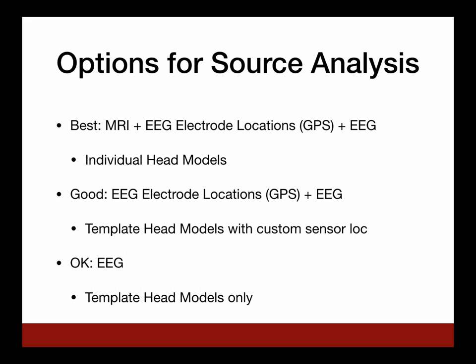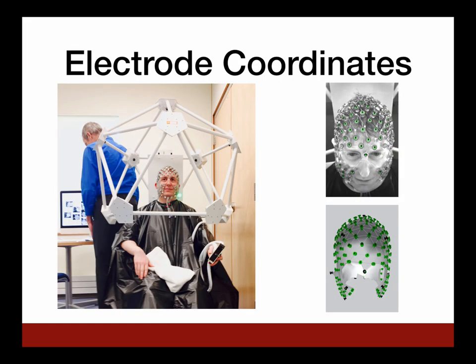This will do in a pinch, but obviously it's nice to know where someone's brain is in relation to the skull, in relation to the electrodes themselves. And then I'm going to label it okay, but I would say, probably don't do source analysis on this if you only have EEG and you have no information about where the electrodes are on the head or what the brain looks like inside of the skull.